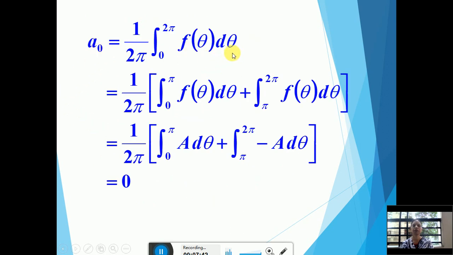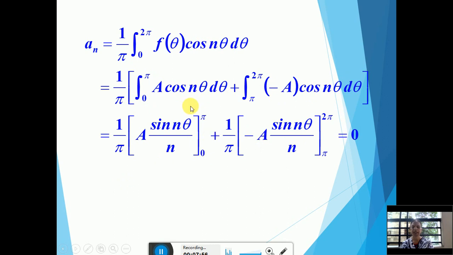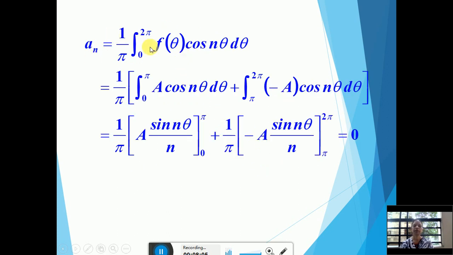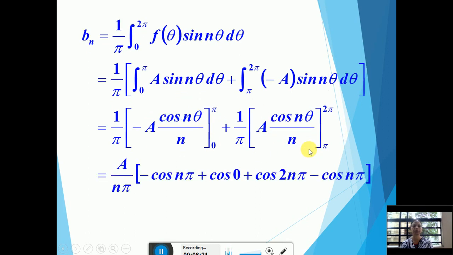So once again, a0, by using this formula, is the integral of f of theta between 0 to 2 pi, which is divided into 0 to pi and pi to 2 pi, and from 0 to pi the value is a, and from pi to 2 pi the value is minus a. So when you integrate, this is a, this is minus a, and hence it is 0. Now to evaluate an, we have already seen, multiply with cos n theta. The function is from 0 to pi it is a, from pi to 2 pi it is minus a, and a is only a constant, the integral of cos n theta is sin n theta by n, and integrating between these limits, it becomes 0.